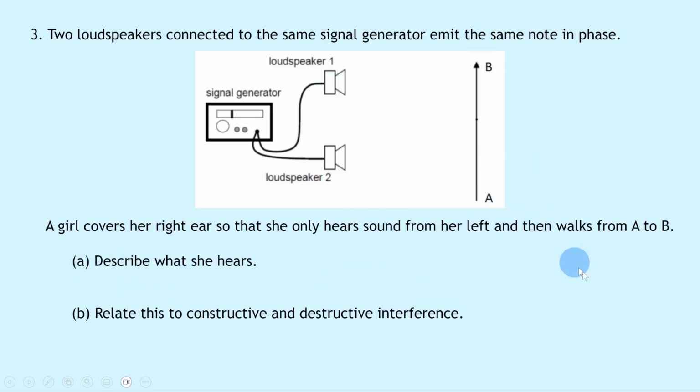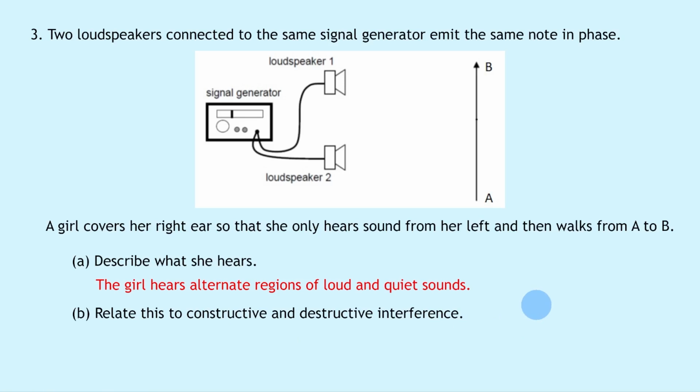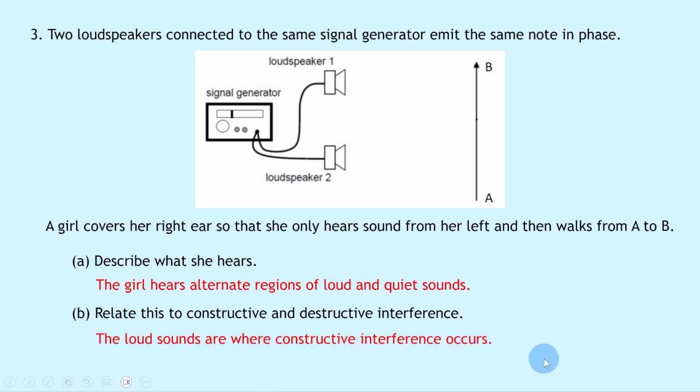Well, as she walks from A to B, we would say that the girl hears alternate regions of loud and quiet sounds. Part B says relate this to constructive and destructive interference. So we want to think about loud and quiet in terms of constructive and destructive interference. So we could say the loud sounds are where constructive interference occurs and the quiet sounds are where destructive interference occurs.